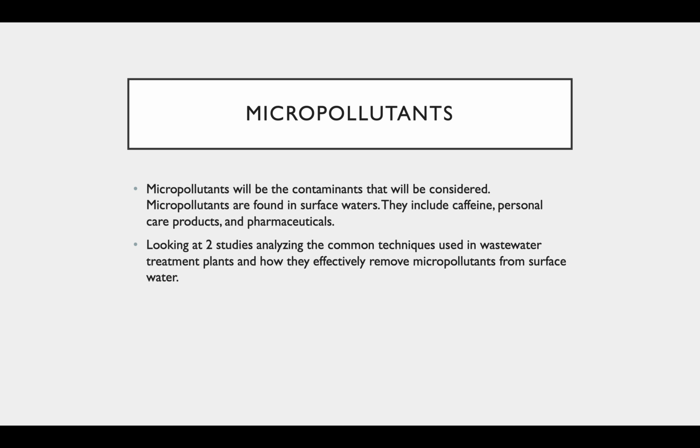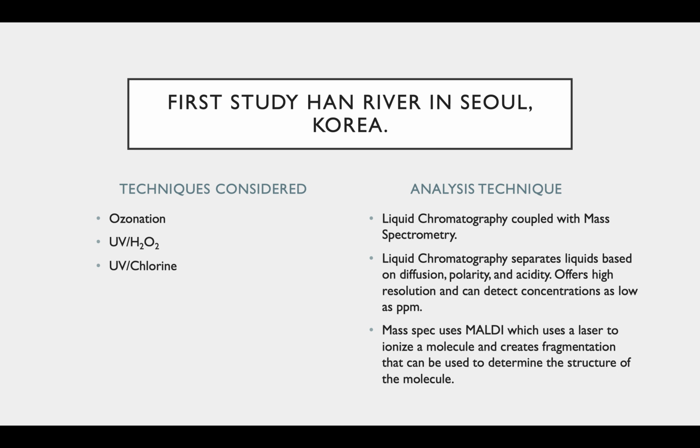So today we will look at micropollutants. They are contaminants. They include caffeine, personal care products, and pharmaceuticals, and we will look at two studies that analyze the effectiveness of these techniques and combinations of techniques to get rid of micropollutants. The first study is the Han River in Seoul, Korea. The techniques are ozonation, UV and hydrogen peroxide, and UV and chlorination.